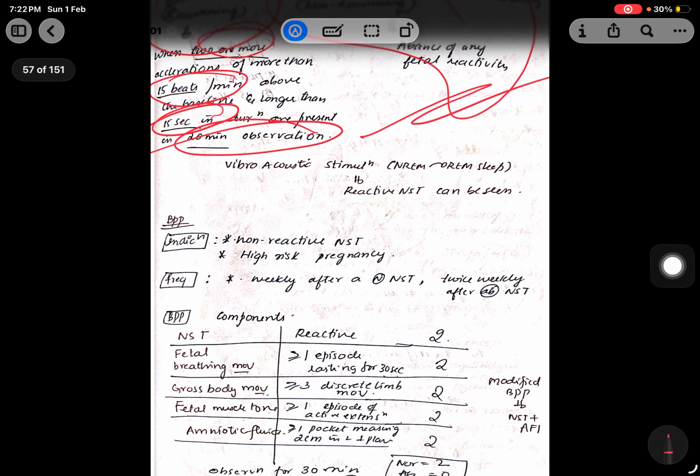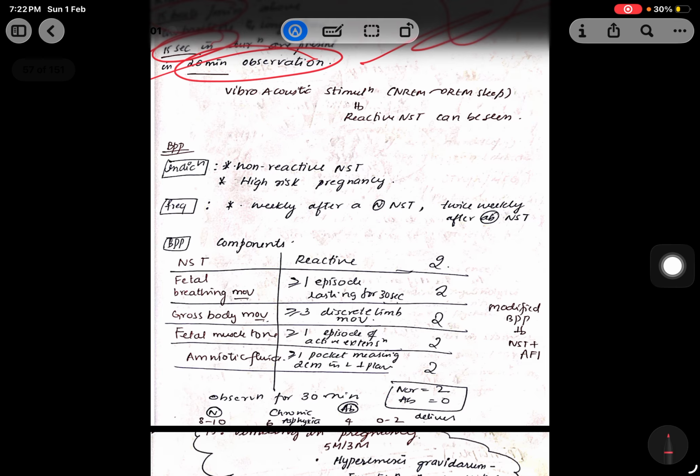I'm sure you would have studied. So what is modified BPP? First, before studying BPP, study about modified BPP. So it says NST plus AFI. Again, this is the same thing. Again, these are the two things which you'll remember.